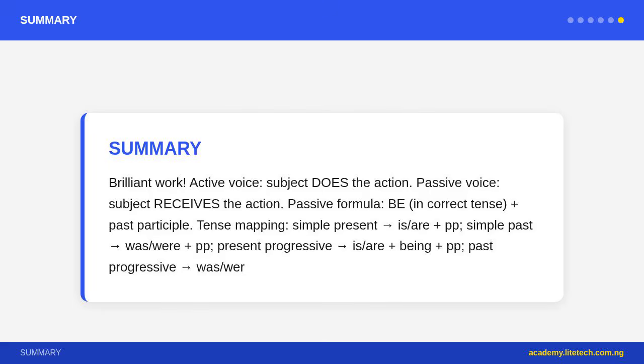Conversion steps: object becomes new subject, subject becomes agent with by, change verb to be plus past participle. For homework, convert 10 sentences, alternating active to passive and passive to active, covering at least 5 different tenses.